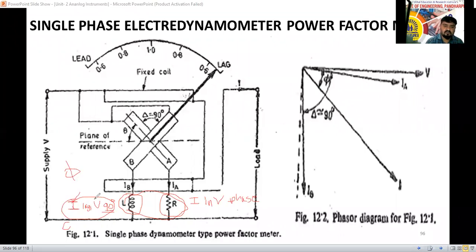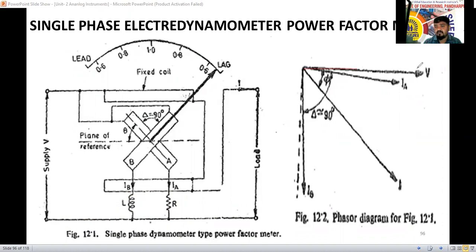Current. What does V mean? This is the voltage here. The angle between voltage and current is nothing but the phase angle. For that reason, for the resistive and inductive load, we are going to consider the voltage and current. The supply voltage V we will take as the reference.